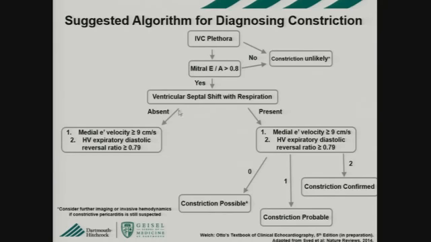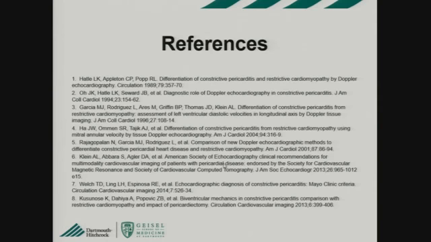If the ventricular septal shift is absent, then we again look at those other 2 criteria, medial E prime and hepatic veins. If neither are present, then constriction is unlikely. If one or more is present, then again, constriction is possible, and you need to consider further study.